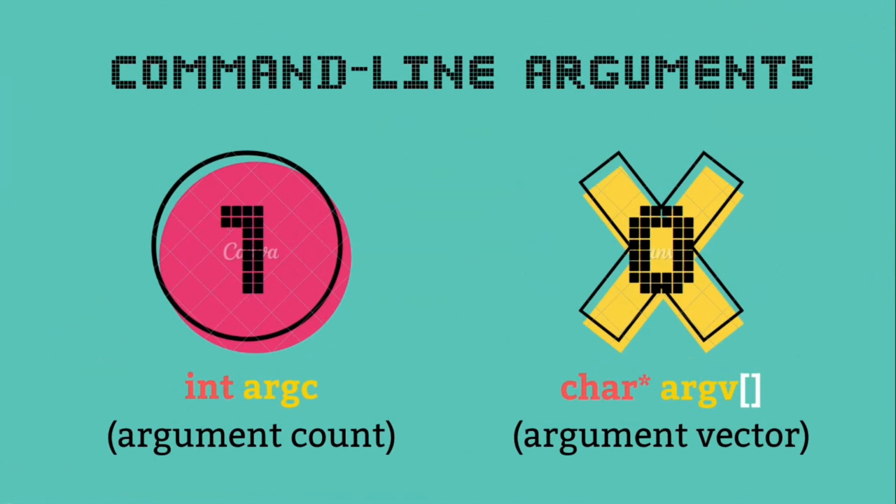In C programming, the main function can take two arguments, argc and argv. Here is what they represent. argc stands for argument count and represents the number of arguments passed to the program from the command line, including the name of the program itself. argv stands for argument vector and is a pointer to an array of character strings that contain the arguments.